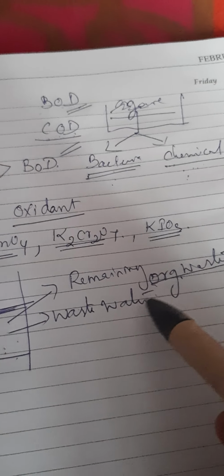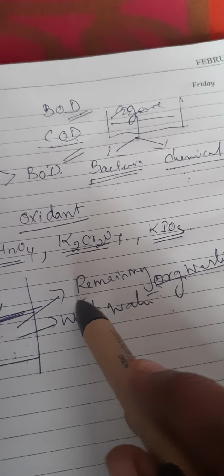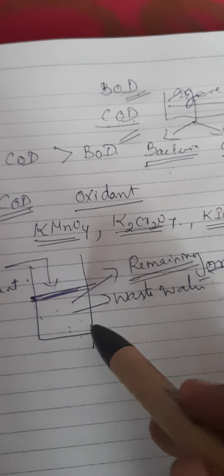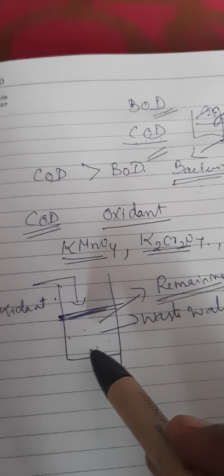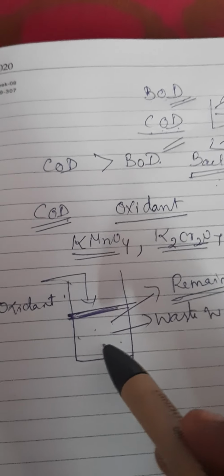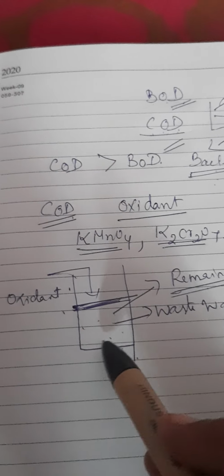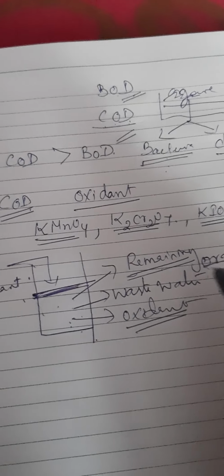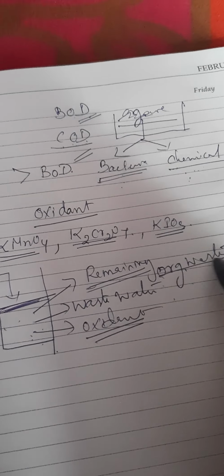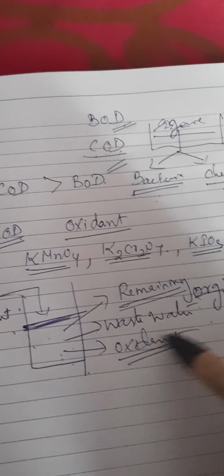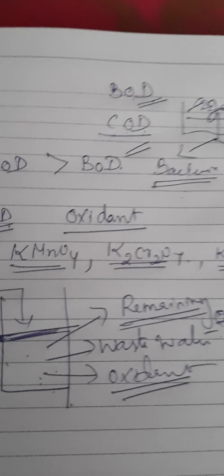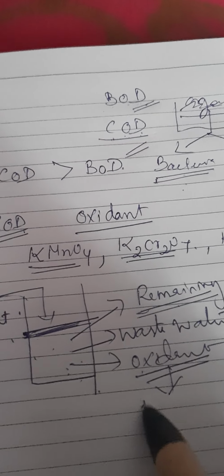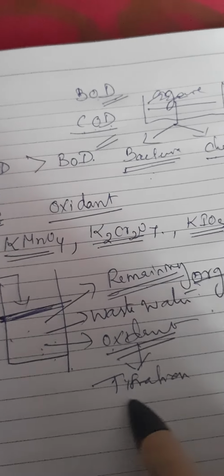The amount of the waste that is remaining after treatment is calculated by measuring the remaining oxidant. Okay, actually excess oxidant is added, right? So after treatment, how much oxidant is remaining? By calculating the remaining oxidant, the organic wastes that are not treated by the oxidant can also be measured. Usually the remaining oxidant is measured by titration method using suitable indicators.